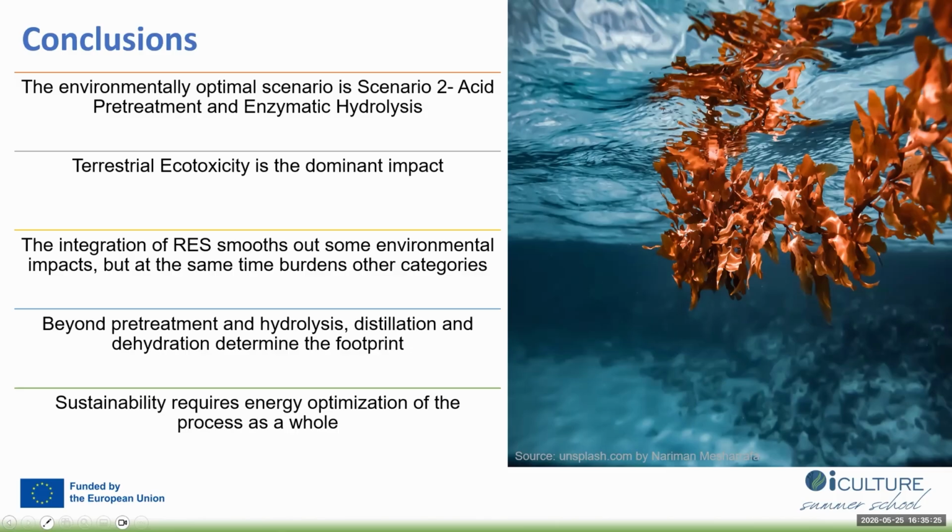Fourth, we must recognize that beyond pretreatment and hydrolysis, distillation and dehydration determine the footprint. Because these final purification stages consume the vast majority of the plant's thermal and electrical energy, any process modification must target these operations to make a significant difference. Ultimately, this proves our final point: sustainability requires energy optimization of the process as a whole. We cannot evaluate a biofuel simply by looking at the biology of the feedstock or the chemistry of the reactor. We must optimize the entire background and foreground life cycle together.